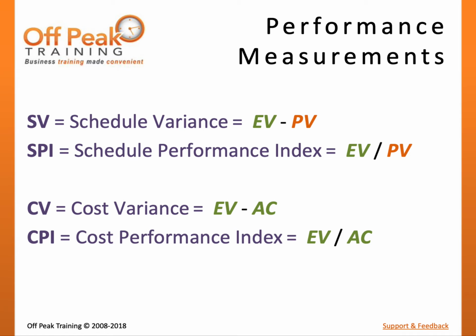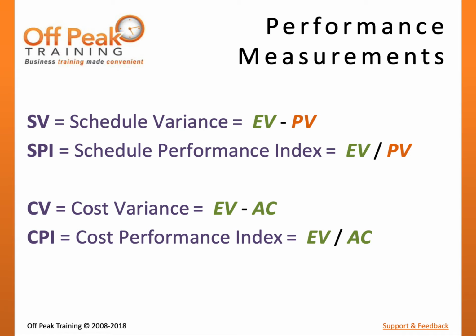Step 3 is to use the proper comparative value. To better understand schedule performance, we will compare what we earned against what we should have earned, or planned value. Simply put, schedule variance measures the difference of work completed and work planned. SPI measures the ratio of work completed and work planned.